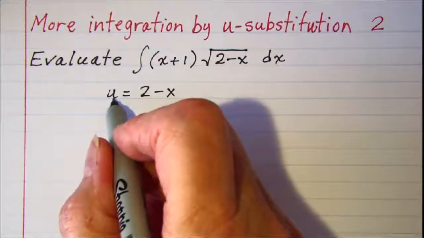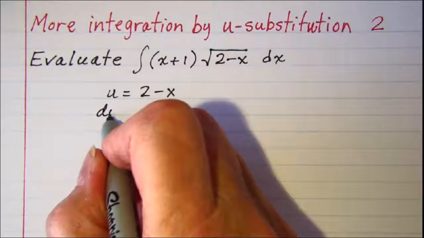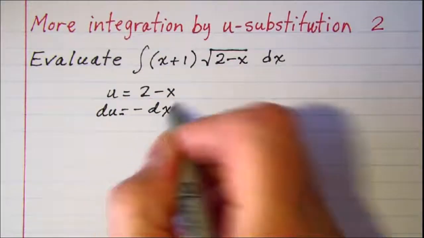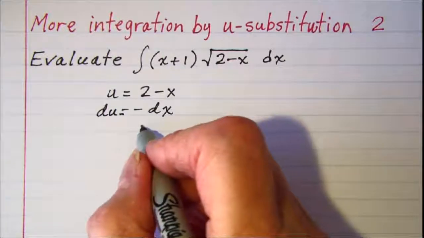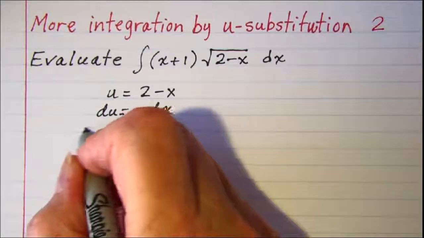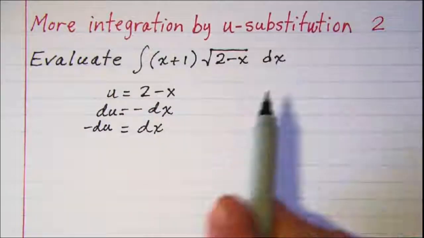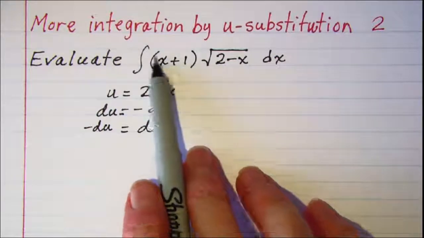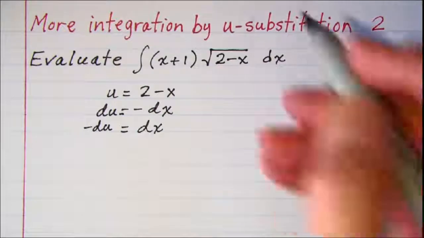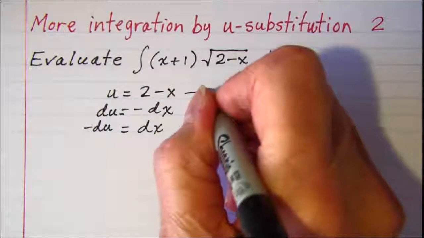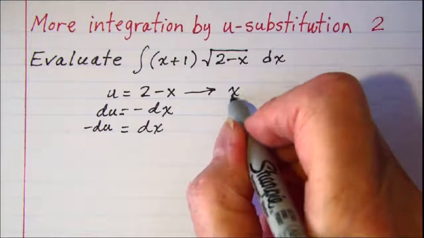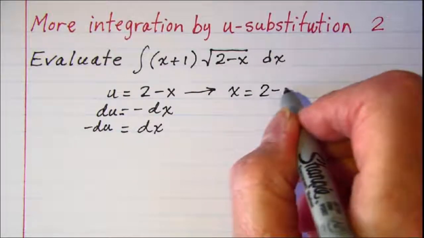Then when we do the derivative on this, we get du is equal to a negative dx. And so dividing both sides by -1, dx is equal to a negative du. We also need something to sub in for x plus 1 right here. So I'm going to take this equation and solve for x. So we see that x is equal to 2 minus u.